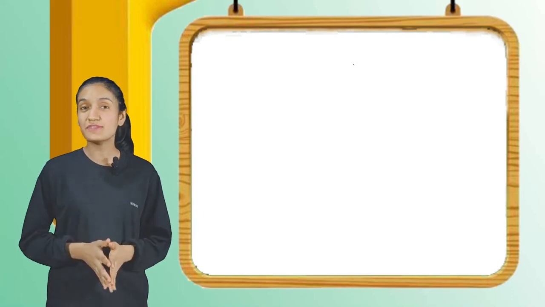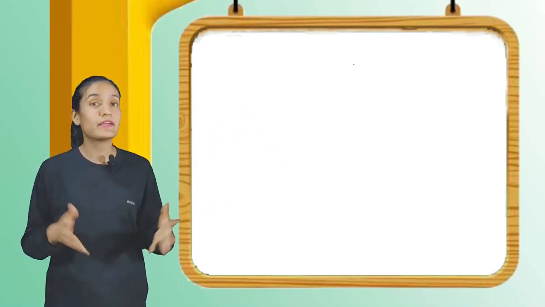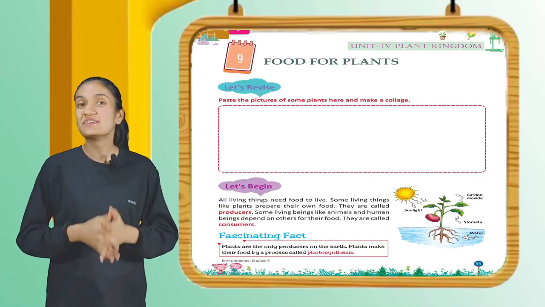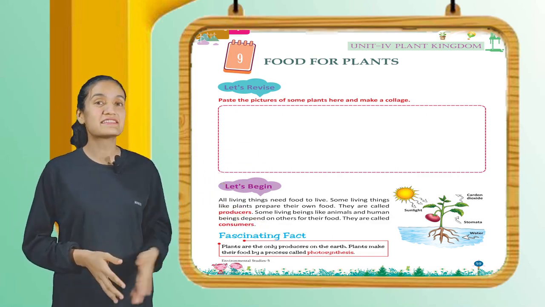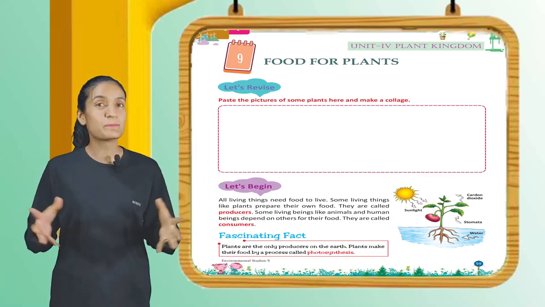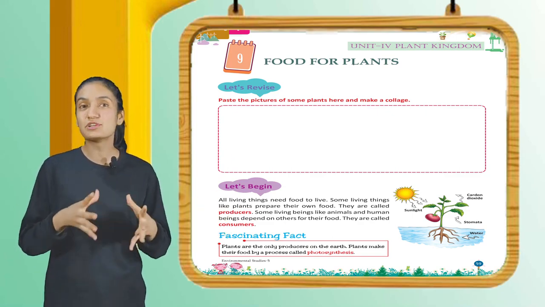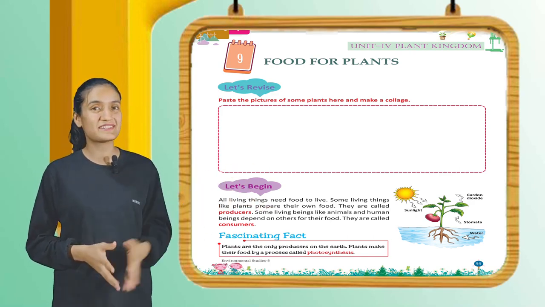So kids, today we are going to start unit number 4, that is Plant Kingdom. In that, chapter number 9, Food for Plants. So kids, we all love food. Now let's revise. Paste the picture of some plants here and make a collage. So kids, gather some pictures of plants and make a collage in this space given.